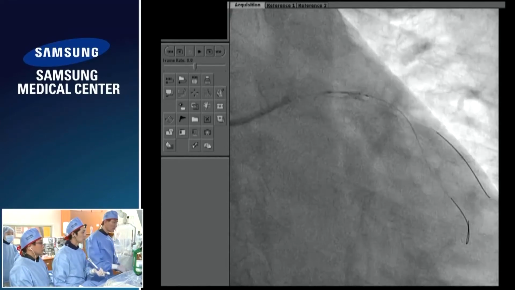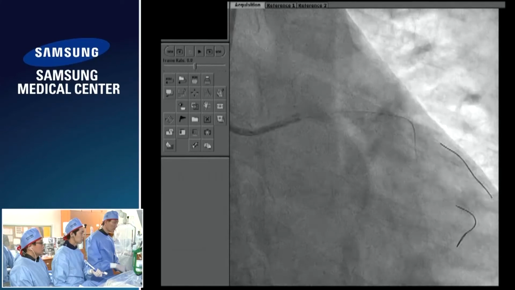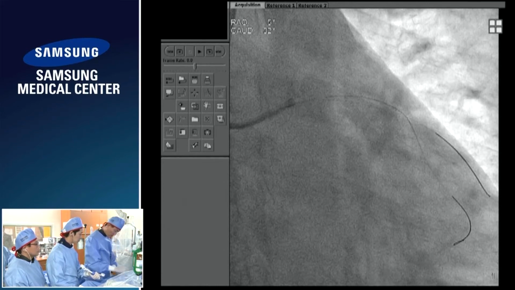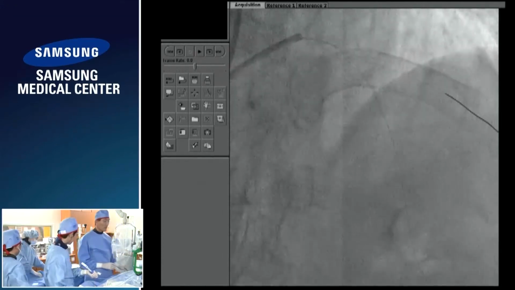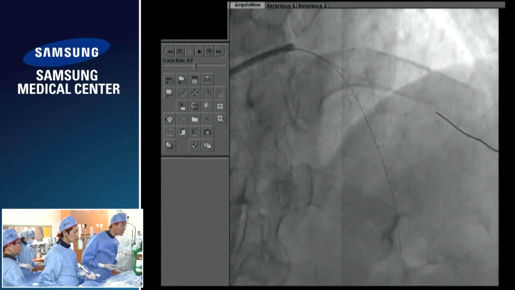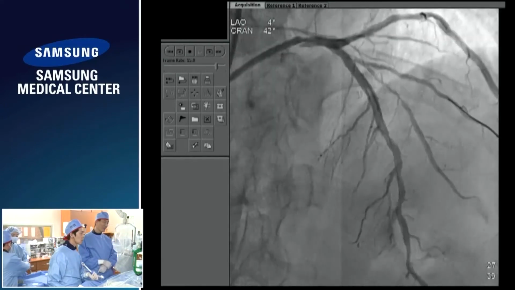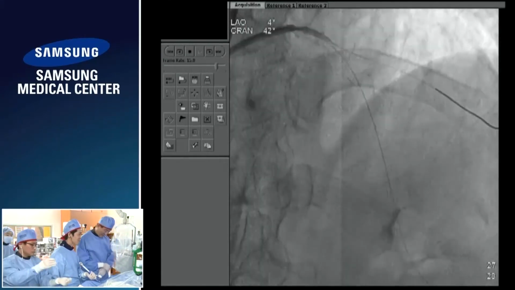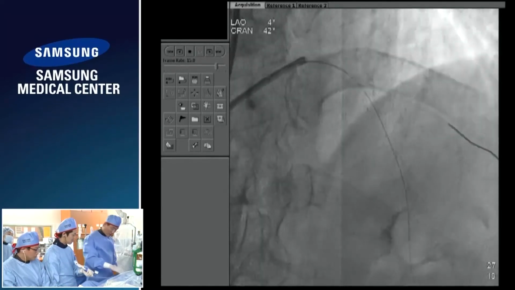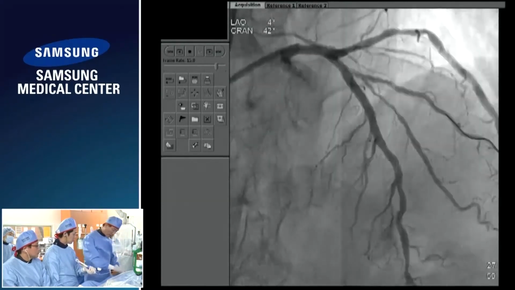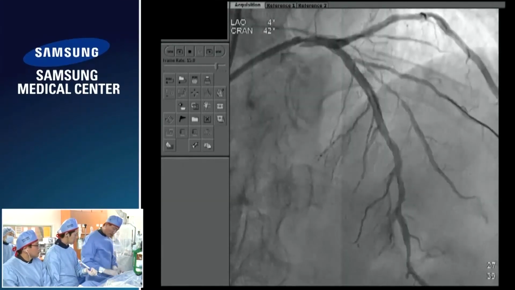So at this moment, cranial view. Yeah, still the diagonal is okay. For the purpose of a live demonstration, I like to dilate the side branch and then finish with the final POT.